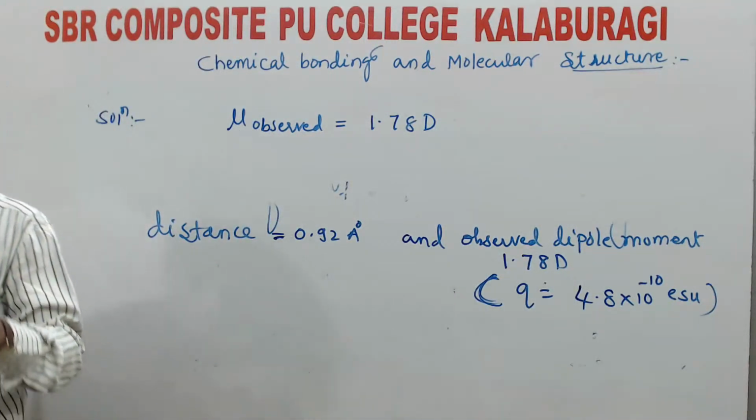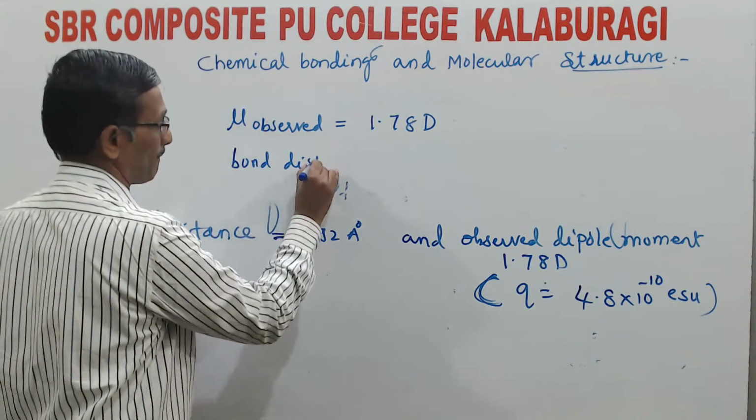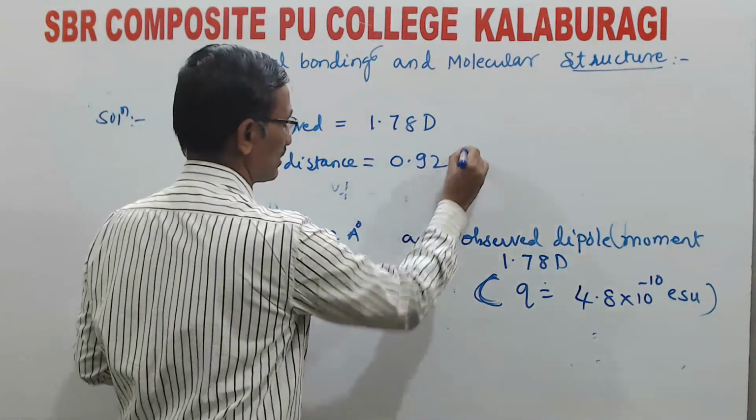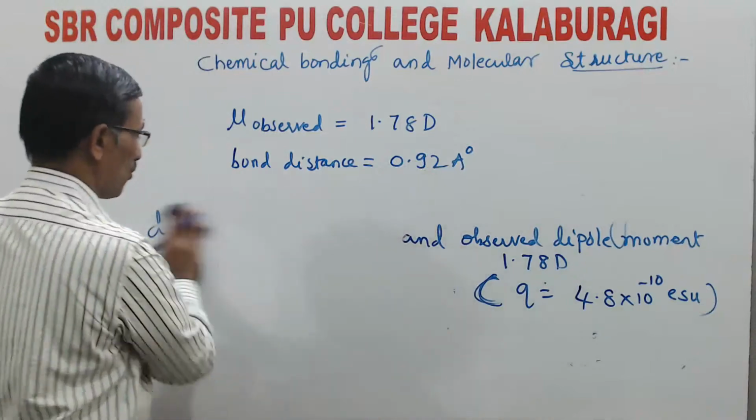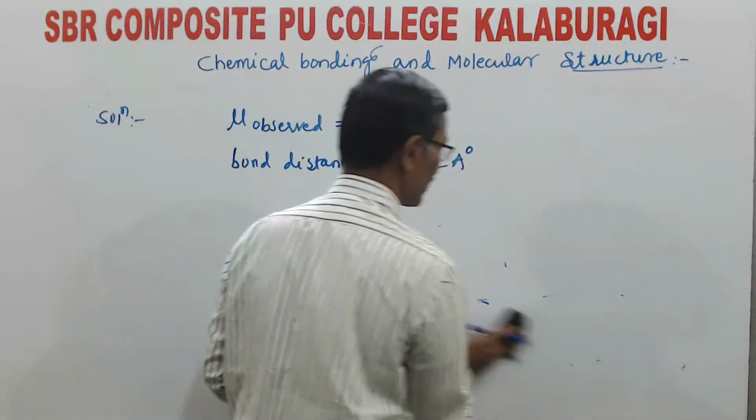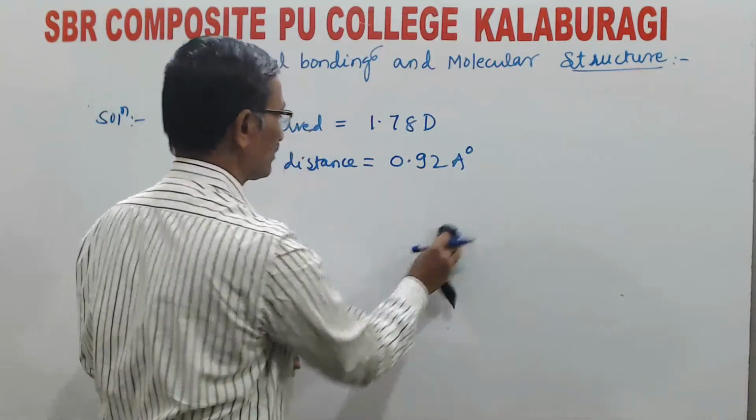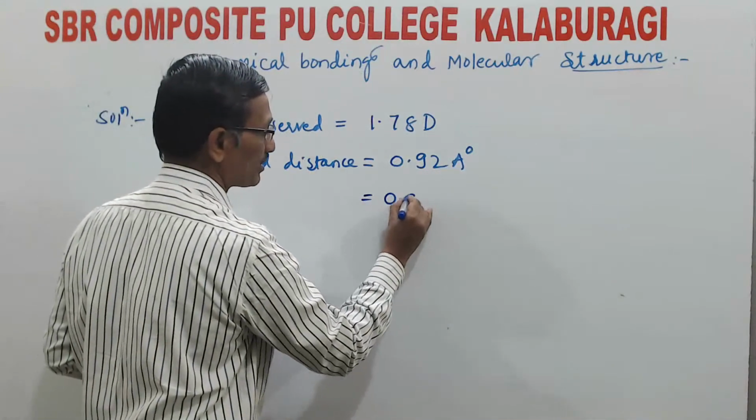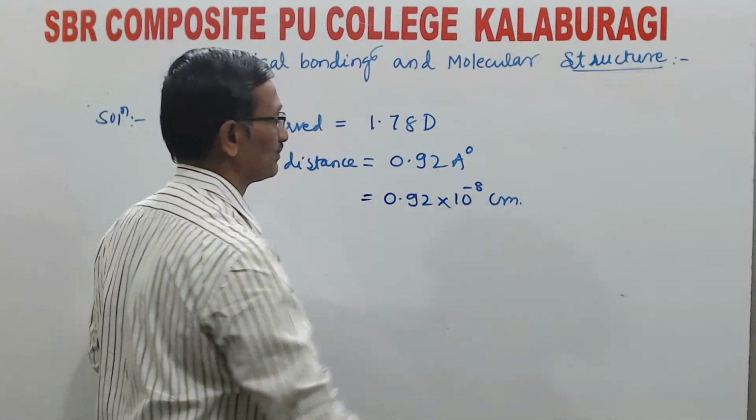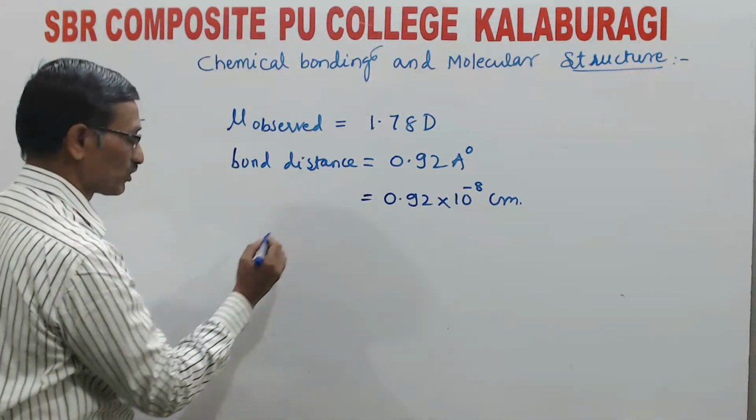Next, the bond distance is given. Bond distance is 0.92 angstrom units. Now I will convert it in terms of centimeter. Don't go for meter; if it is coulomb meter, then you have to go for the conversion. Here it is 0.92 into 10 to the power of minus 8 centimeter. This is the bond distance.